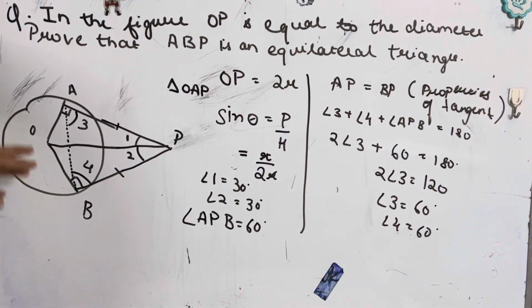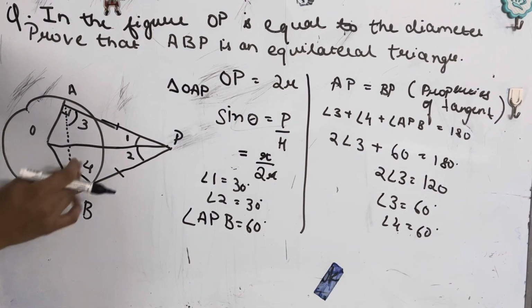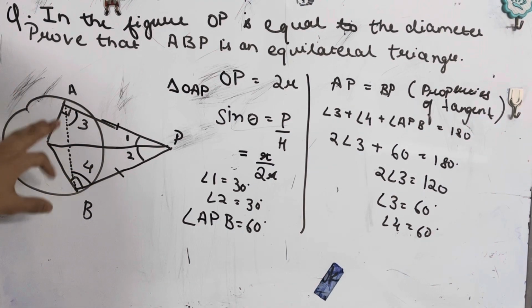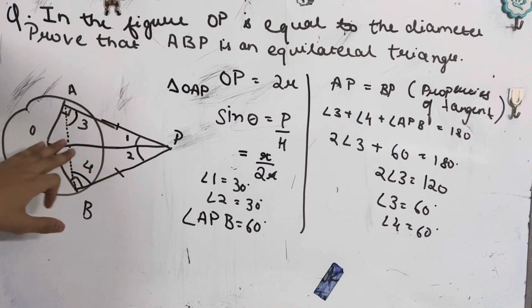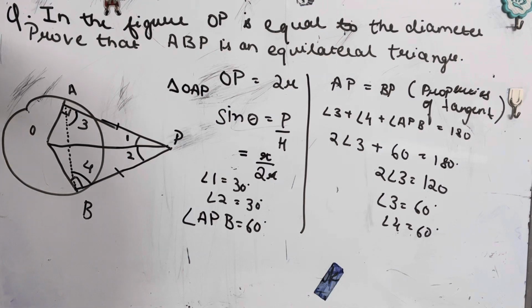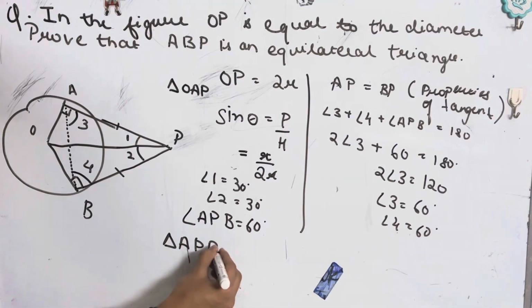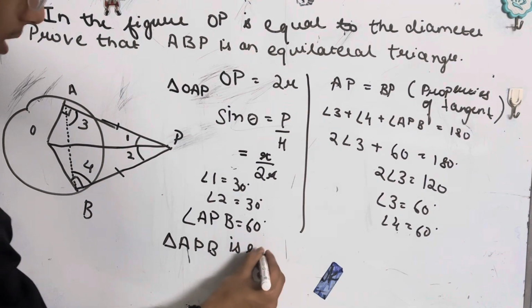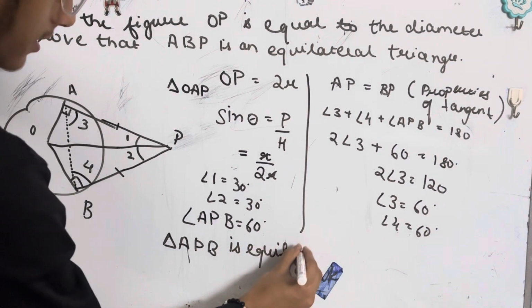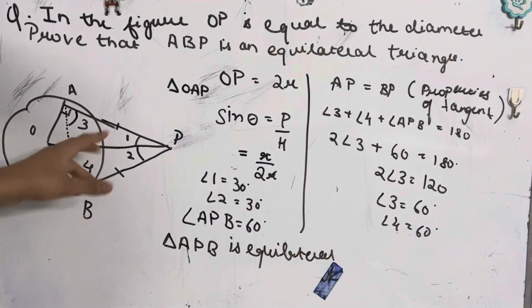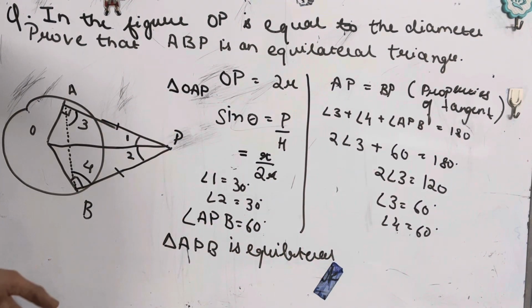So we get the value of all the angles in this triangle, 1, 2, 4 and 3. We get the value of all the angles in this triangle to be 60 degree. That means that triangle APB is equilateral, because the value of all the angles is equal to 60 degree. Hence, the triangle is equilateral. So this is an easy question and it can come in your exam.